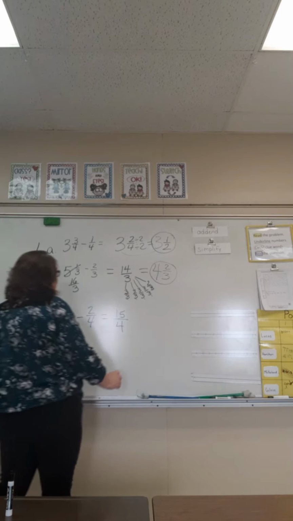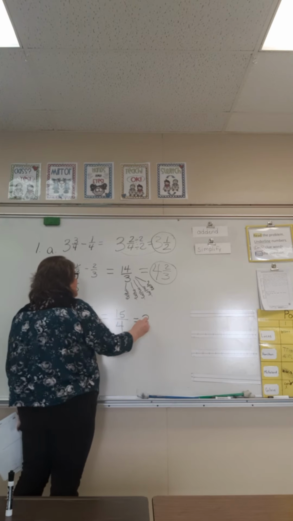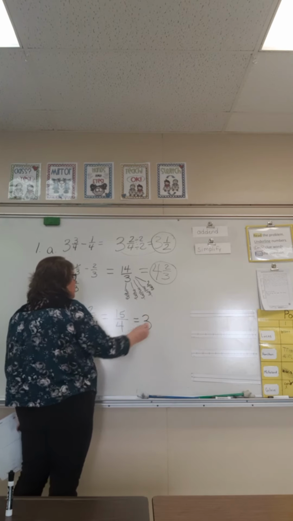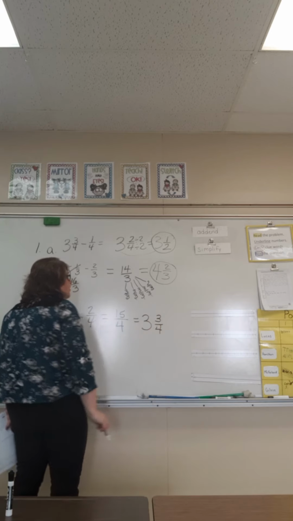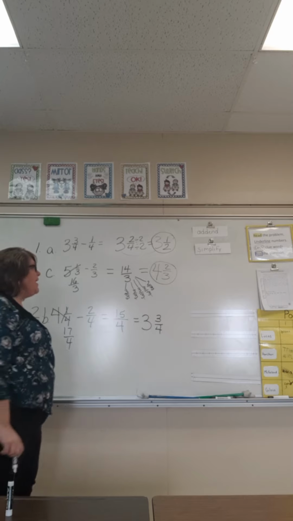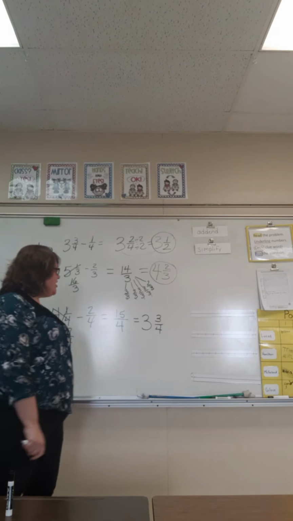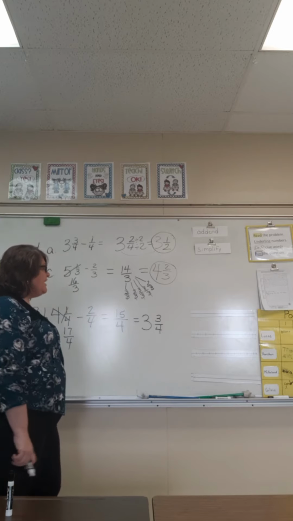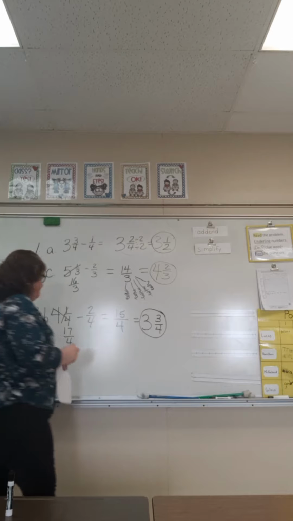I can't leave it that way. For those of you that divide, 4 goes into 15 3 times. That gives me 12. 3 is my remainder. 4 is my denominator. It stays the same. That is in simplest form. I don't see a unit fraction, so I have to check, is there anything that will go into both 3 and 4? There is not, so I circle it.